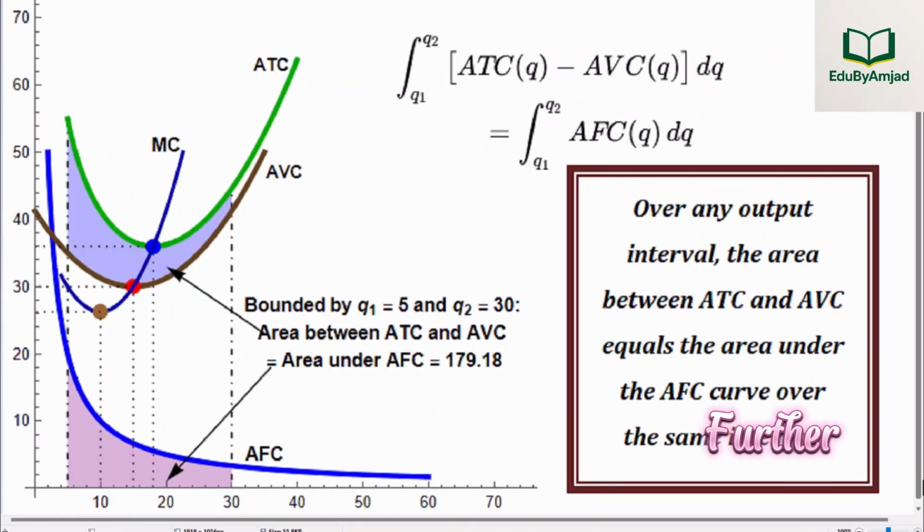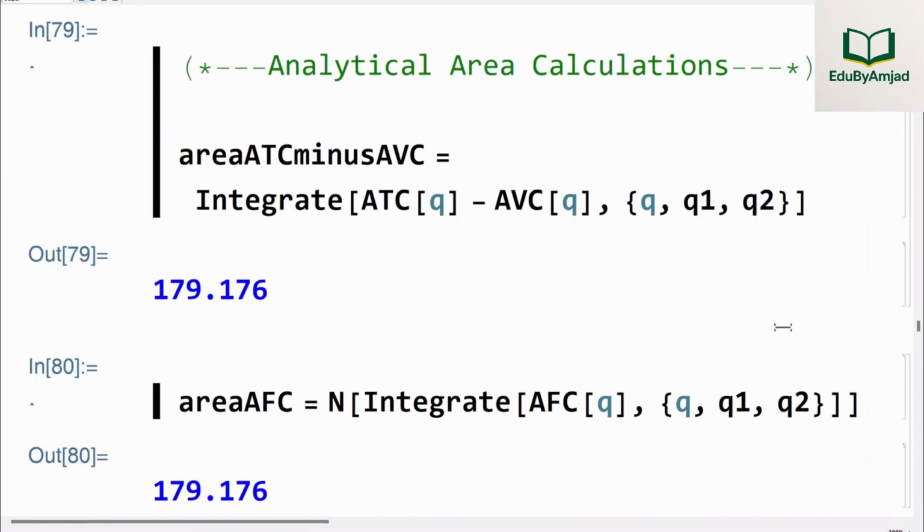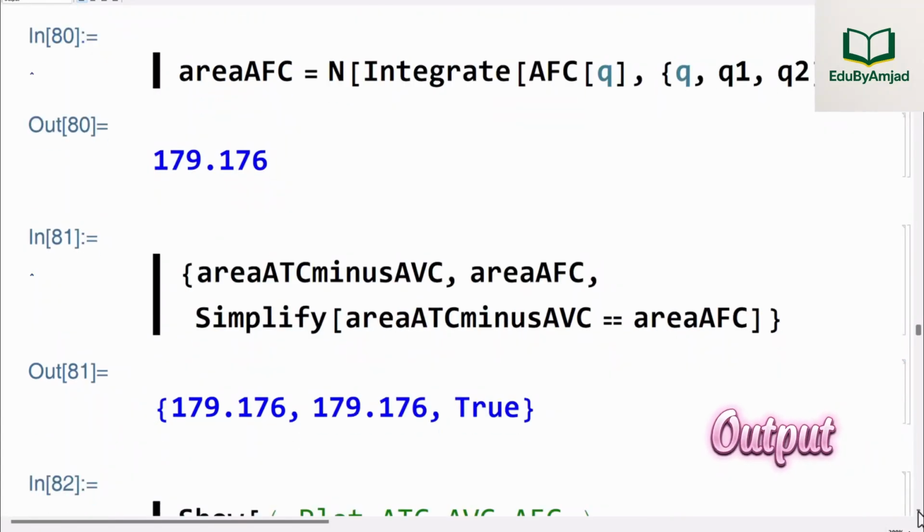Now let's go one step further. Over any output interval, the area between average total cost and average variable cost is equal to the area under the average fixed cost curve over the same interval. Between output levels 5 and 30, the area between ATC and AVC, shown by the blue shaded region, is approximately 179.18 square units of currency. This is exactly equal to the purple shaded area under the AFC curve. These results are formally confirmed by the Mathematica integration input and output cells shown on screen.